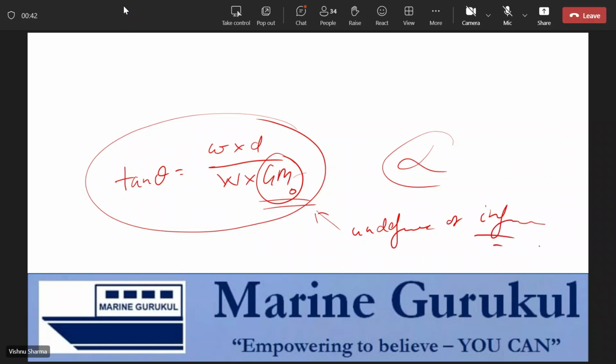Yes or no? Yes, sir. So obviously this formula cannot be used. Then how do we calculate list? That is the last question of the sheet I have just shared with you. It came long back.